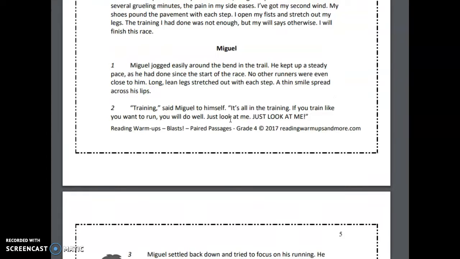Miguel jogged easily around the bend of the trail. He kept up a steady pace, as he had done since the start of the race. No other runners were even close to him. Long, lean legs stretched out with each step. A thin smile spread across his lips. "Training," said Miguel to himself. "It's all in the training. If you train like you want to run, you will do well. Just look at me. Look at me."